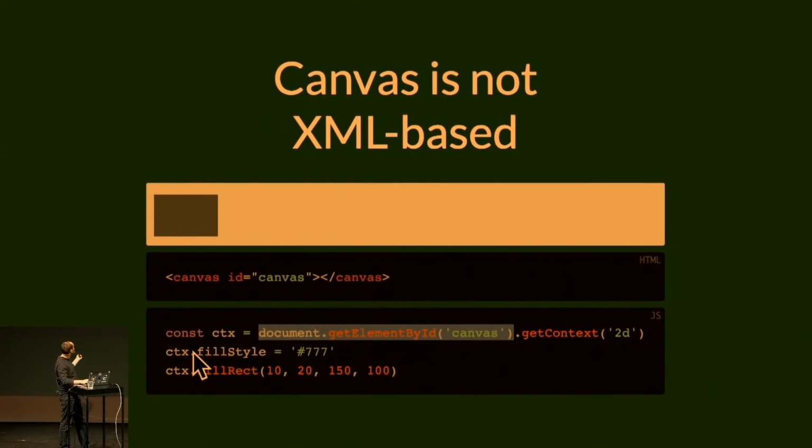And then we tell it to fill style with this color. That's how we tell it what color to draw in. And then we tell it to fill a rectangle with these coordinates. And once again, very similar to SVG, we have an x, and then a y, and then a width, and then a height. Except we have to remember the argument order instead of being able to just tell it what we want, which is a little bit annoying.